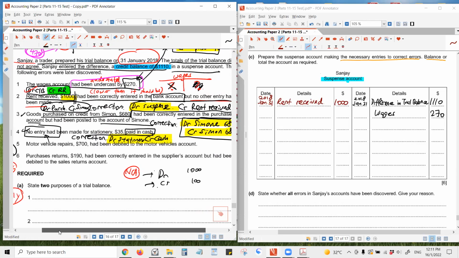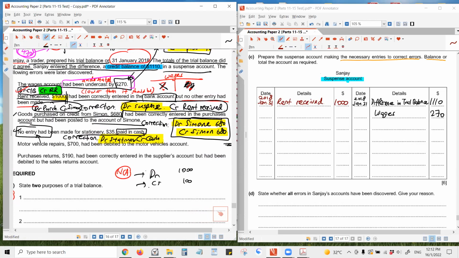Which error? Error 5. Okay, now we look at error 5. Motor vehicle repairs had been debited to the motor vehicles account. Again, this error would not affect the trial balance. Therefore, when you do correction, you will also not have to touch the suspense. So for correction purposes, let me show you. They have to debit motor vehicle repairs, then credit motor vehicles. Simple.